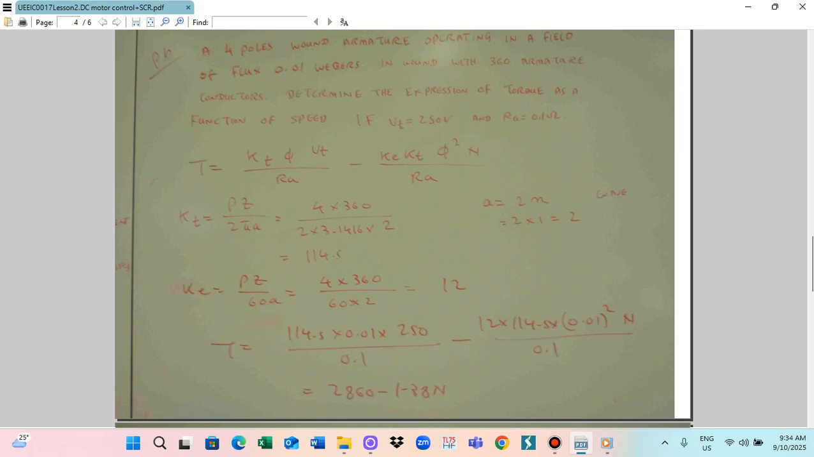To write this equation, we need to determine the KT, we need to determine the KE, we need to determine the torque. So first we calculate the KT. The KT formula is already given here.